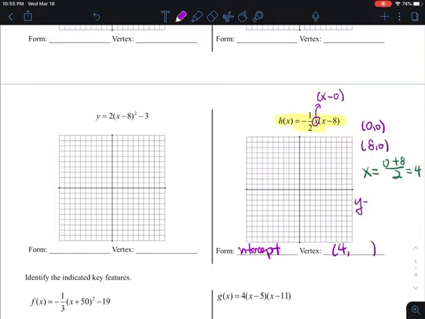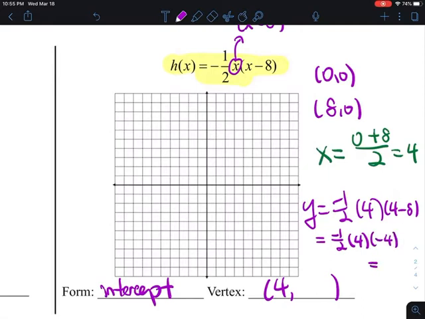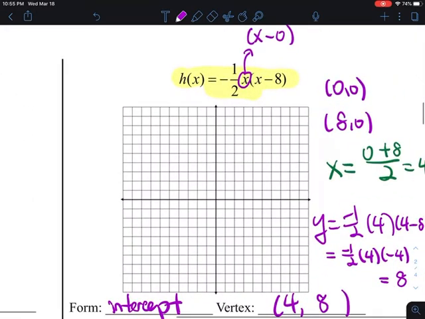And again, to find the y value, let's plug it into the equation. So I have negative 1/2 times 4, and then times 4 minus 8. So negative 1/2 times 4 times negative 4. That looks like positive 8. And there it is. Once again, let's go ahead and graph everything that we found: (0, 0), (8, 0), and then (4, 8).